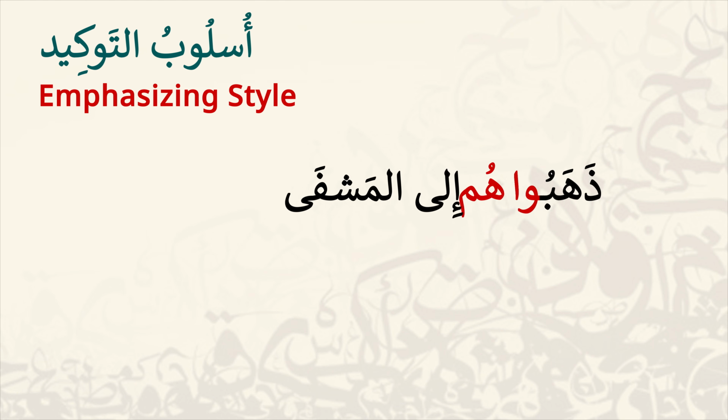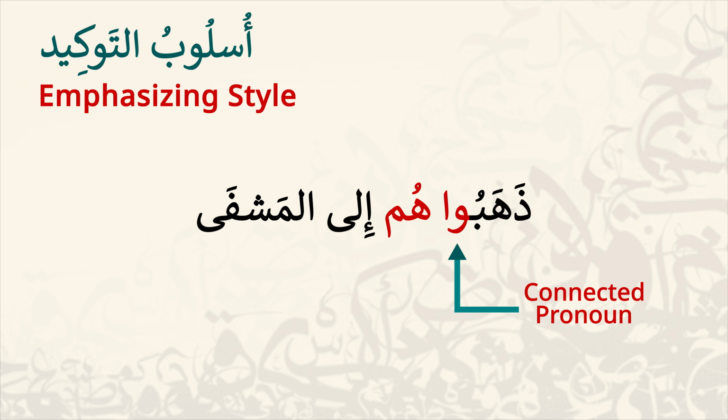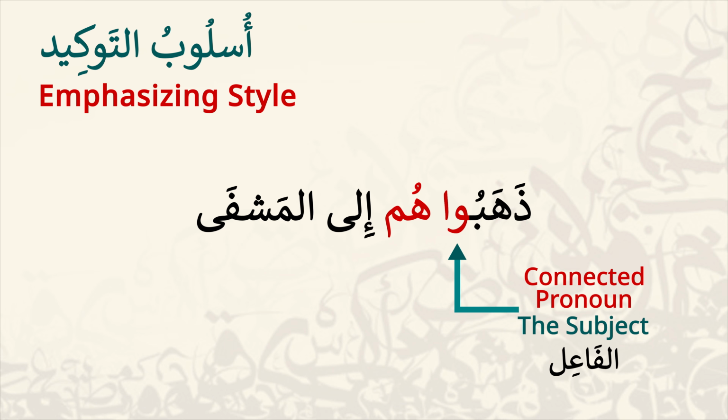In the first sentence, we have a connected pronoun, واو الجماعة, which is connected to the verb ذهب. And this connected pronoun is serving as the subject of this verb. But as you can see, we have also a separate pronoun that goes along with the connected pronoun. And as we just said, it's used for emphasizing.